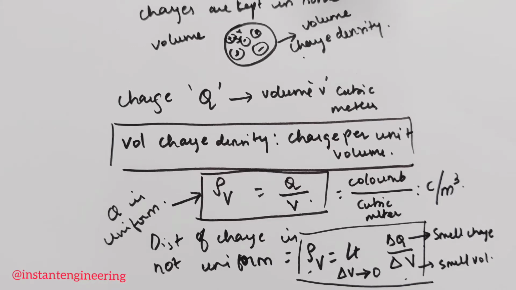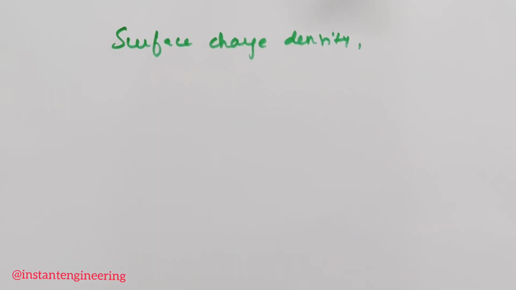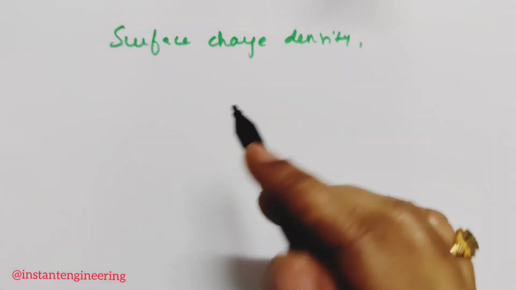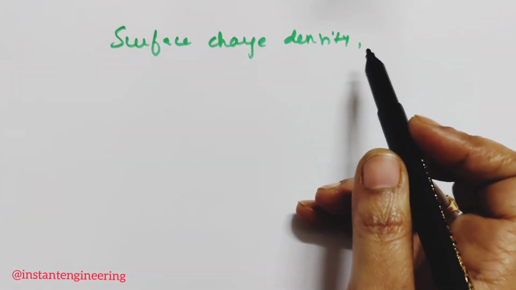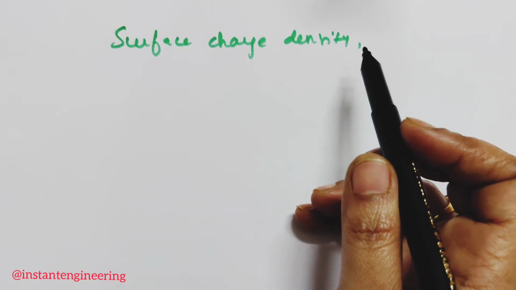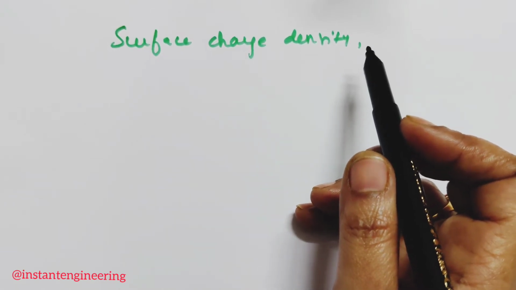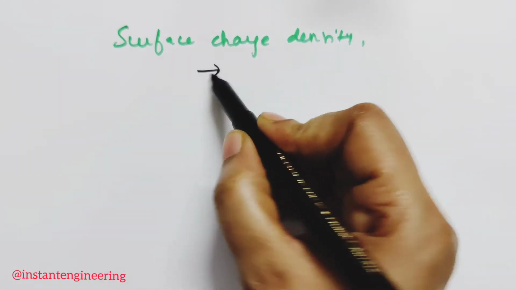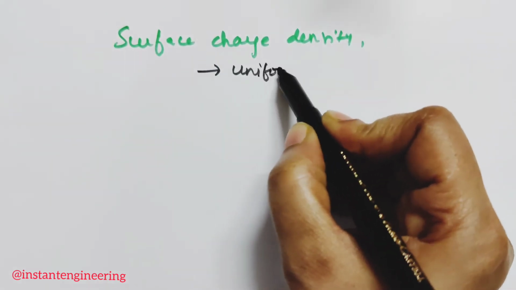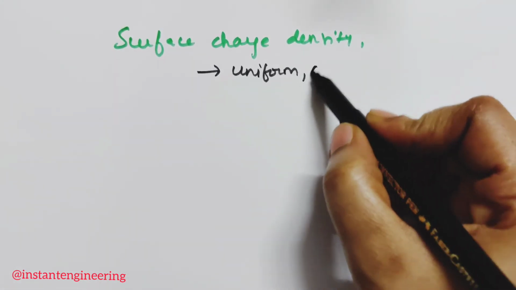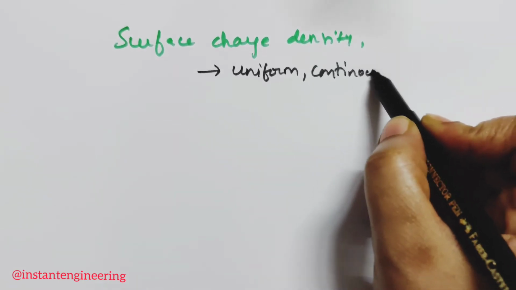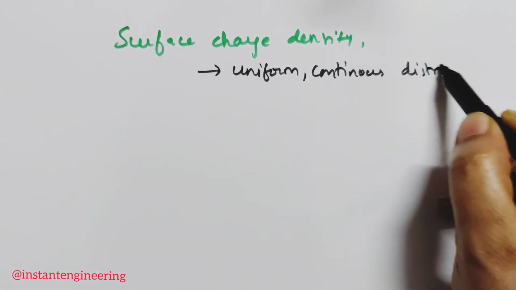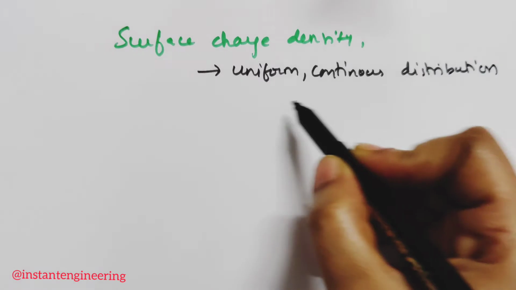Now we'll see what is meant by surface charge density. By the name itself, it is surface charge density. That means if the charge is uniform and continuous over the surface area, then the amount of charge per unit area of that surface is called surface charge density. The first point is that the charge should be uniform and it should be continuously distributed over a surface.